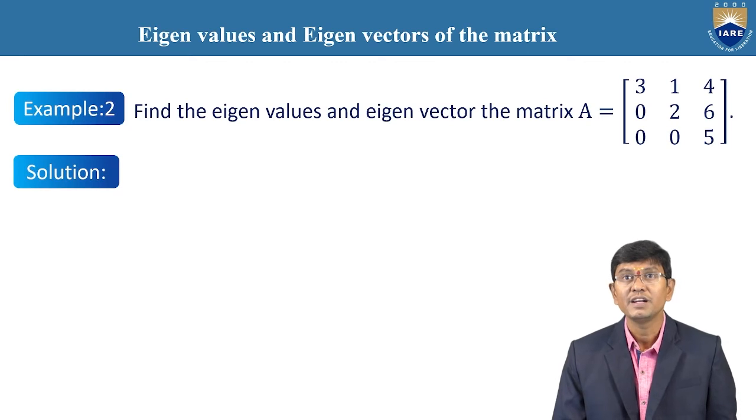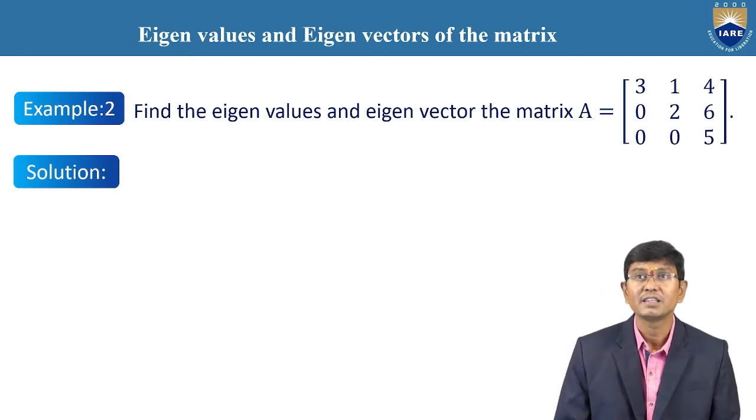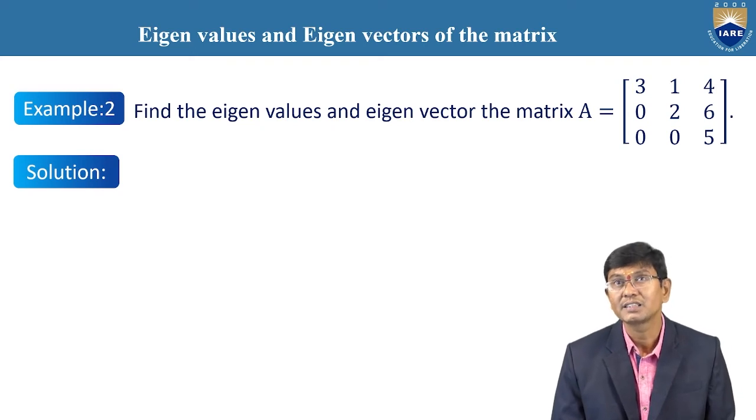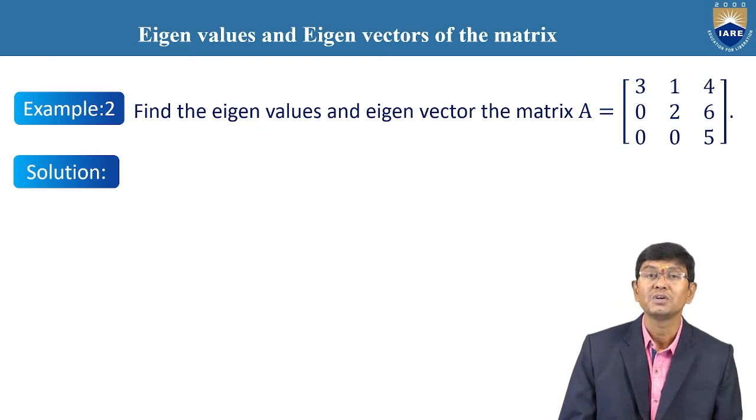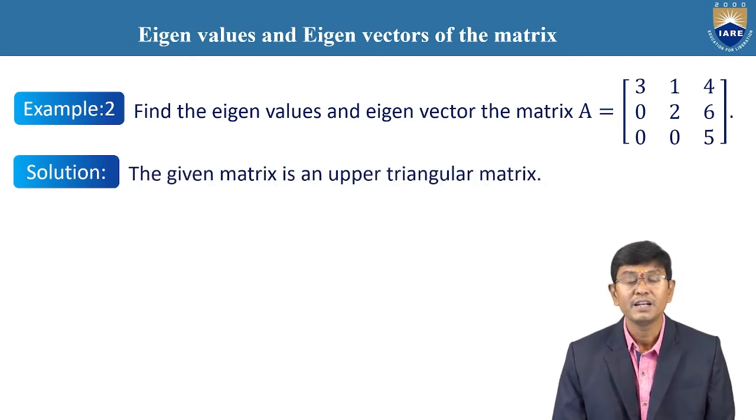And similarly, we need to discuss one other problem, that is, find the eigenvalues and also the eigenvectors of the given matrix A = [[3, 1, 4], [0, 2, 6], [0, 0, 5]]. First of all, here we need to observe what type of matrix is given.